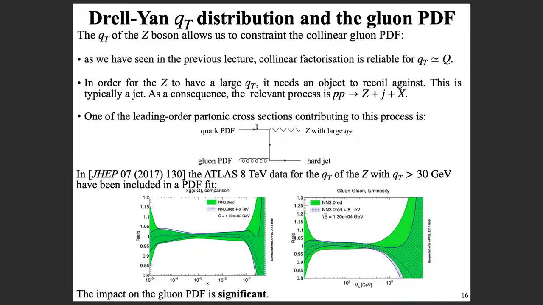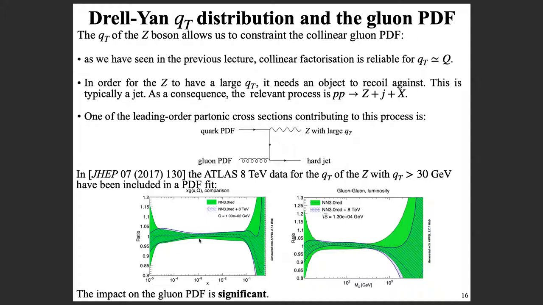At leading order, one of the processes that drive this observable is shown here. You have a quark and a gluon that enter, and then they annihilate and produce a Z and a hard jet. So you see that this process is already sensitive to the gluon PDF at leading order. The ATLAS 8 TeV data for the QT distribution at large QT, QT larger than 30 GeV, was used to constrain the gluon PDFs in this paper. In these plots, you see on the left-hand side the gluon PDF itself before, the green band, and after the inclusion of the ATLAS data, the blue band.